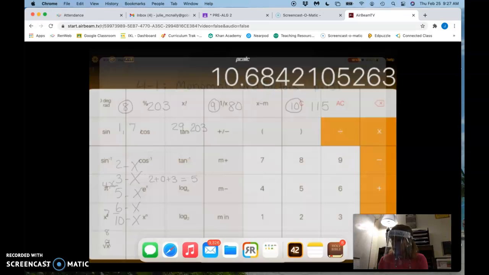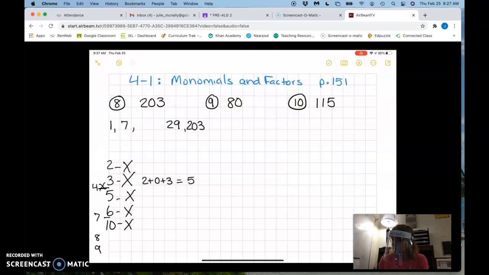So we're going to leave this one. The factors of 203 are going to be 1, 7, 29, and 203.